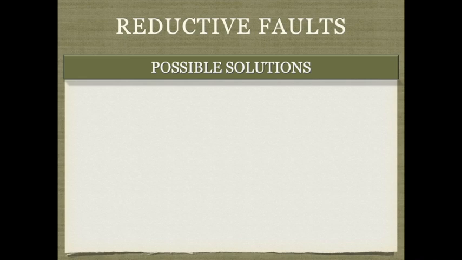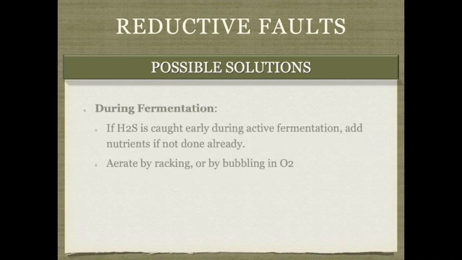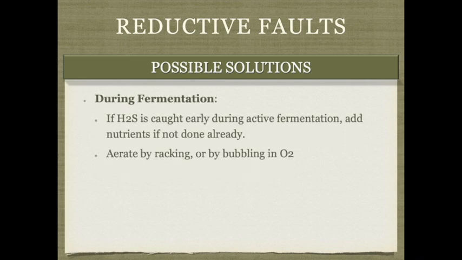Well, what are some of the potential solutions? Well, during active fermentation, if you smell even a whiff of stinkiness and you haven't added nutrients or you're about to add a nutrient addition, make sure you add some. Aerate the batch by racking or by bubbling in some O2. And again, this is during active alcoholic fermentation.